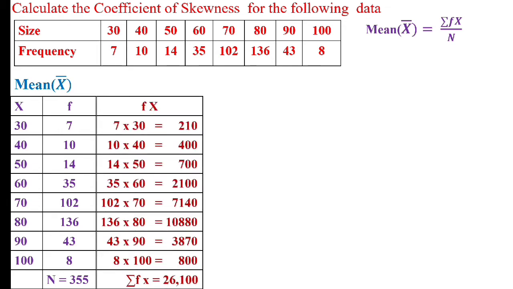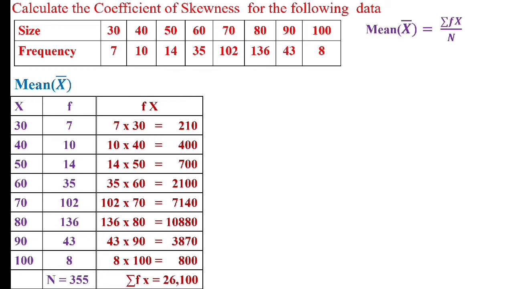So f and x multiplication: 7 into 30 is 210, 10 into 40 is 400, 14 into 50 is 700, 35 into 60 is 2100, 102 into 70 is 7140, 136 into 80 is 10,880, 43 into 90 is 3870, 8 into 100 is 800.